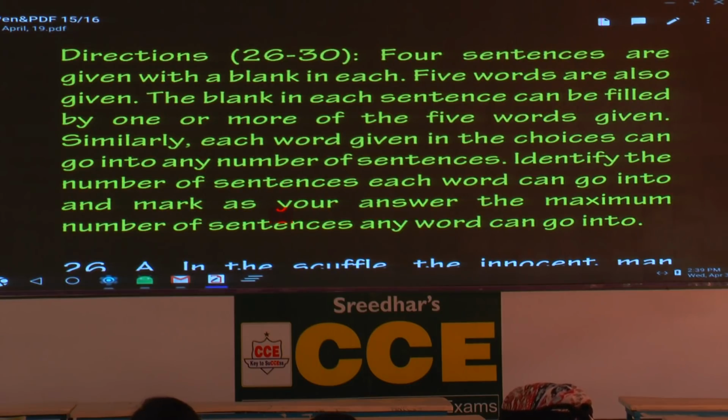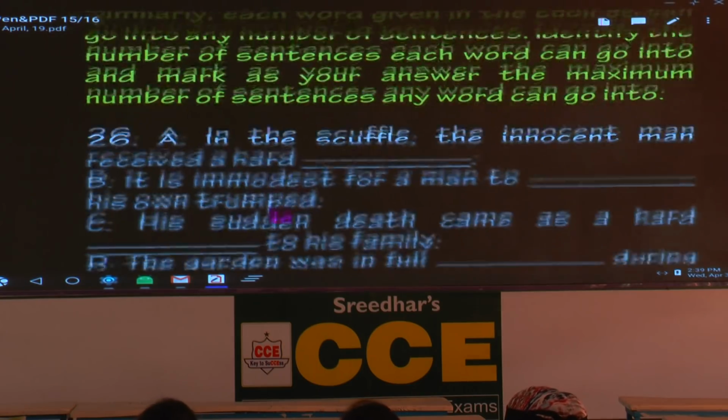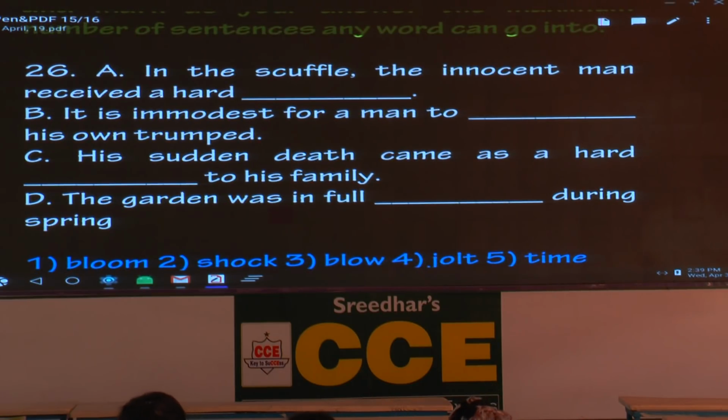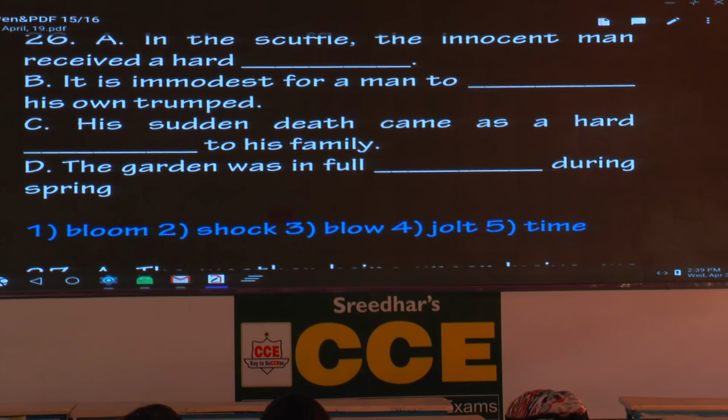Now, it takes a lot of time. We have to check every word. Be attentive. In the scuffle, underline the word scuffle. Scuffle means fight. Exactly. Fight, F-I-G-H-T. In the scuffle, the innocent man received a hard blow. Can you use the word bloom? No. Shock? No. Generally, in this context, fight, people get blows. So, what is the answer? Blow.